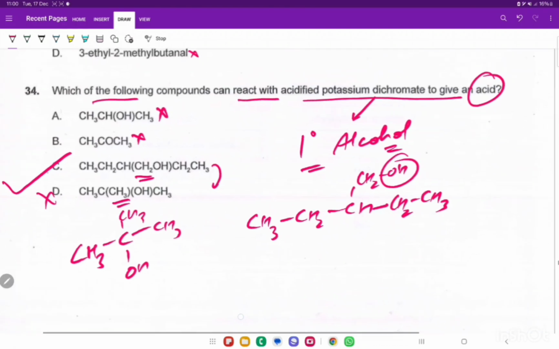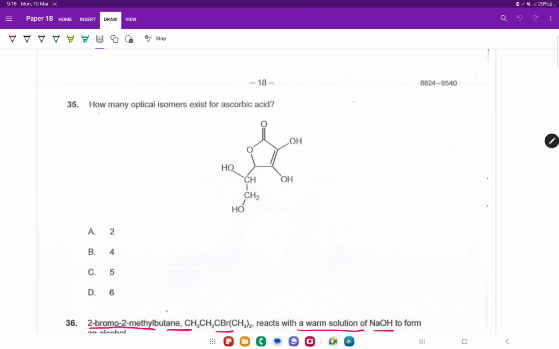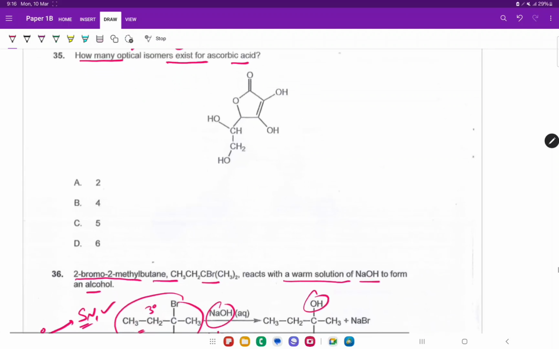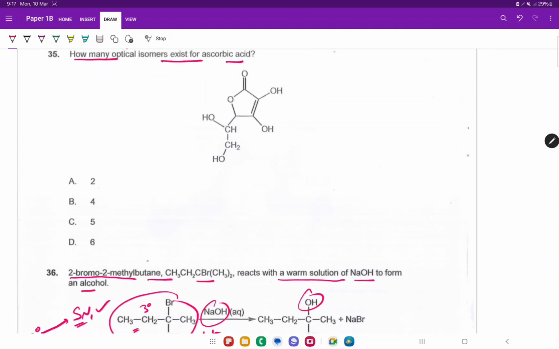Next is, how many optical isomers exist for ascorbic acid? In order to find the optical isomers, we have to look for the chiral carbons in the structure. If we look at the structure, this CH is the first chiral carbon in this compound. Why? Because this carbon is attached to one hydrogen, one OH, one CH2, and this ring. The second chiral carbon is within the ring also.